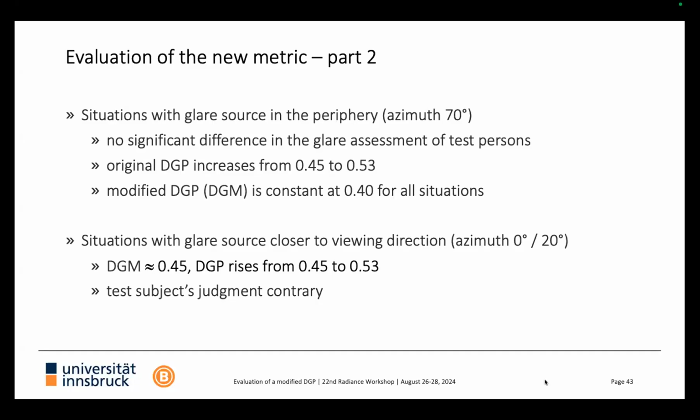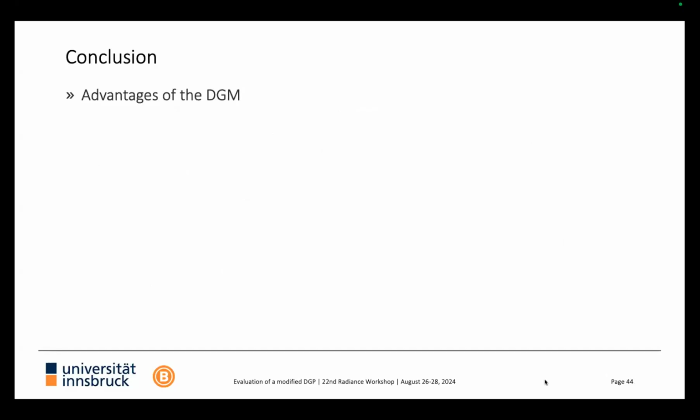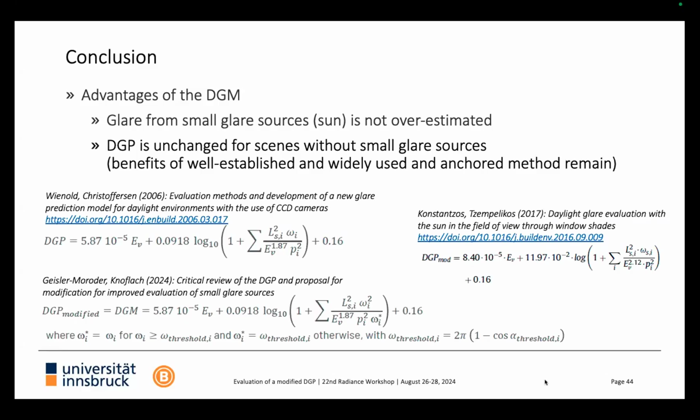So, concluding, a couple of points. What we see as an advantage of this modified metric is that glare from small glare sources, from the sun, if they are in the periphery, is not overestimated. The second, and maybe also important thing for changing a metric that is well established: I don't criticize DGP per se. It is a reliable and good method, and there are small things that need to be improved.